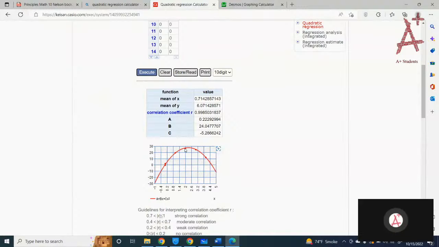Okay, yes, we have the values of A, B, and C. Look here, the value of A is -5, B is 24 and C has the value -2.